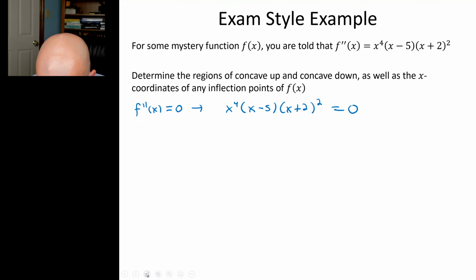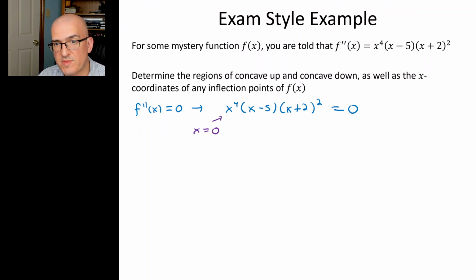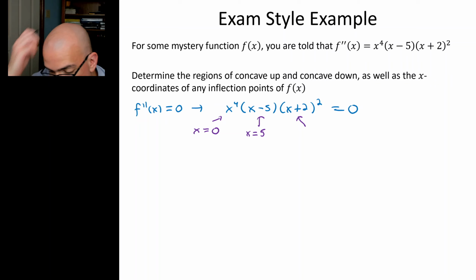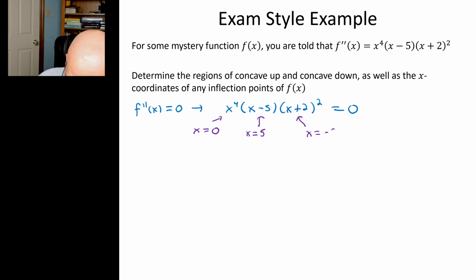And we're going to have three different solutions. We have the first part being 0. So x to the power 4 being 0 means x is 0. We have the second part being 0. x minus 5 being 0 means x is equal to 5. And we have the third part, x plus 2 being 0 means x is negative 2.